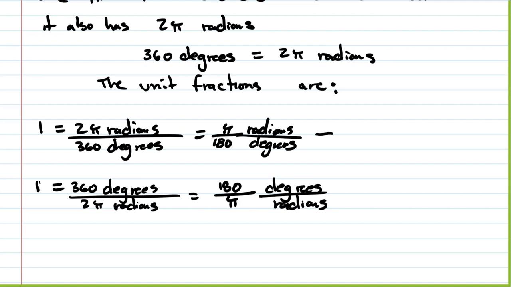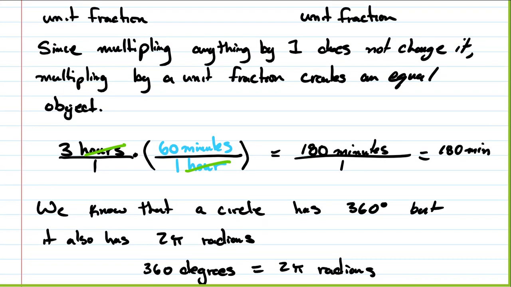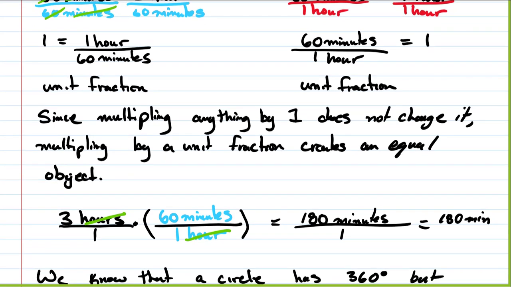So the top one converts from degrees to radians. And this one converts from radians to degrees. And the reason for that is whatever is in the denominator of our fraction is what is going to reduce out, like what we saw above. When we had 3 hours and we wanted to convert it to minutes, our hours were in the numerator. So to reduce them out, we put hours in the denominator in our unit fraction. So that's why we selected 60 minutes over 1 hour as opposed to 1 hour over 60 minutes, is we wanted them to reduce out.